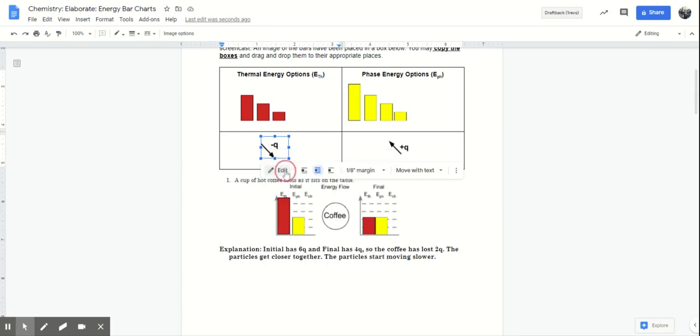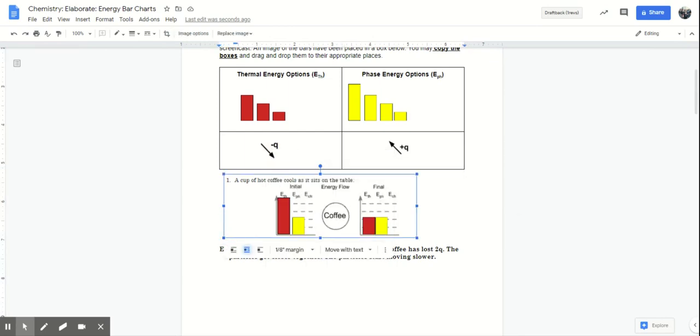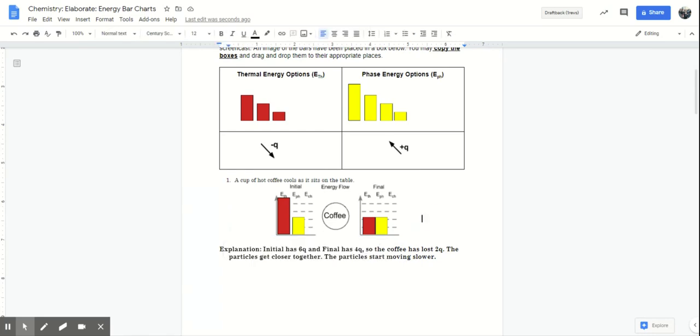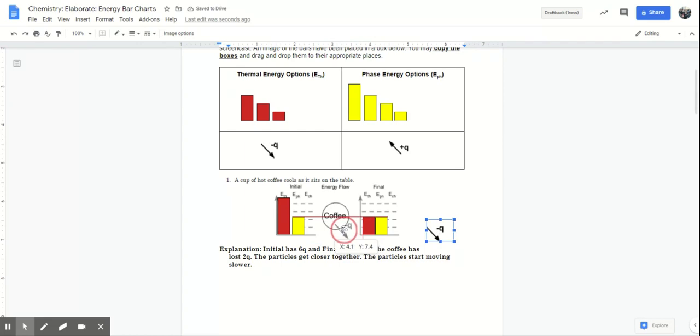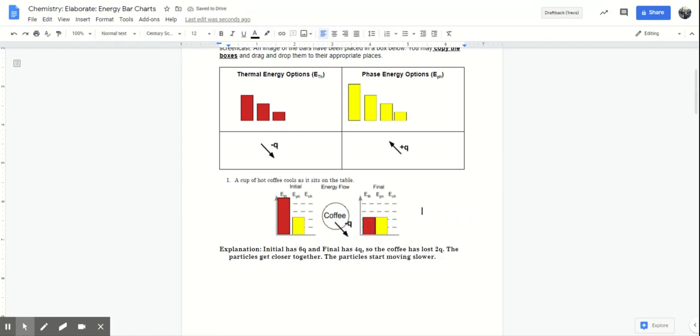I'm going to make a copy here, and I'm going to bring it over here, and I'm going to paste it, and then drag it over, and there you go. So this is what an energy bar chart looks like. I have my thermal energy goes from high to low. My phase energy doesn't change because I'm staying as liquid. And that's going to be my very first energy bar chart.